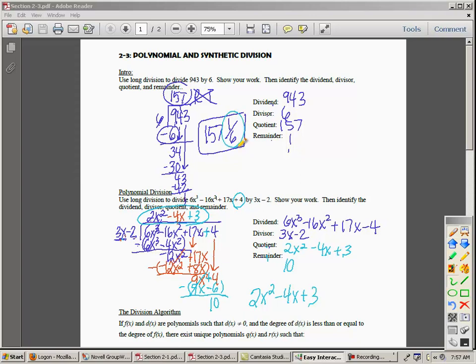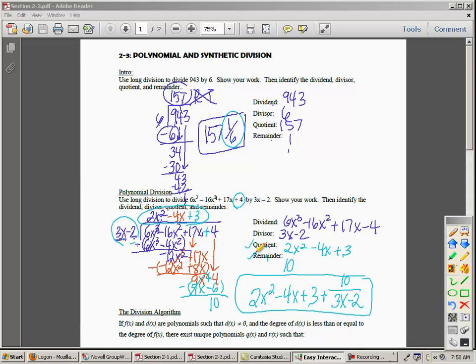And like we did above, we took our remainder divided by our divisor. We're going to do the same thing. It's a positive 10, so I'm going to say plus 10 over, and we divided by 3x minus 2, so over 3x minus 2. This would be our final answer if we did not ask you to separate the quotient and remainder. Okay?